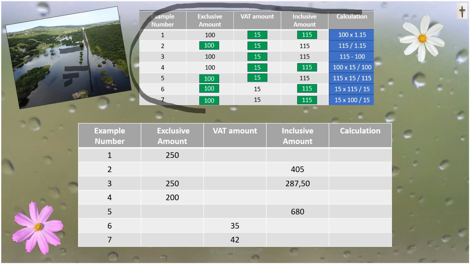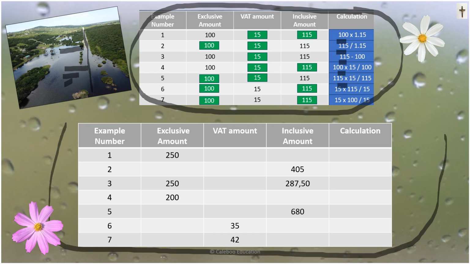I've taken a screenshot from the previous slide because we're going to use some of these methods here in order to complete this table below. This table here was an introduction to this next table. So what we're given here in number 1, we're given the exclusive amount of 250. We need to calculate the VAT amount, the inclusive amount, and I'll show you the calculation.